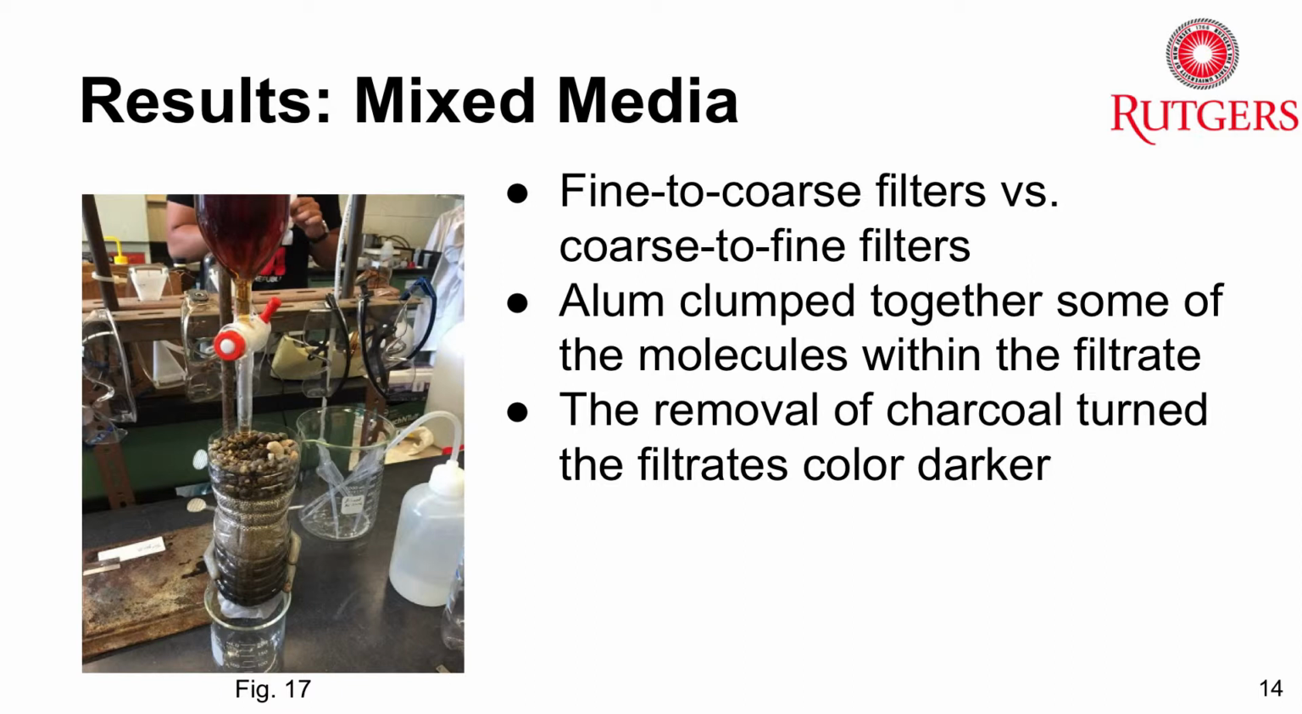We also used alum to see how it would affect the filtrate. The alum is supposed to be a flocculant, which means it draws together the particles within the water, and we noticed that it was able to get rid of most of the coloring in the filtrate. And in the experiment where we took away the charcoal from the filtration unit, we noticed that with the removal of charcoal, the filtrate turned a darker color, so we believe that charcoal actually helps with tar filtration.